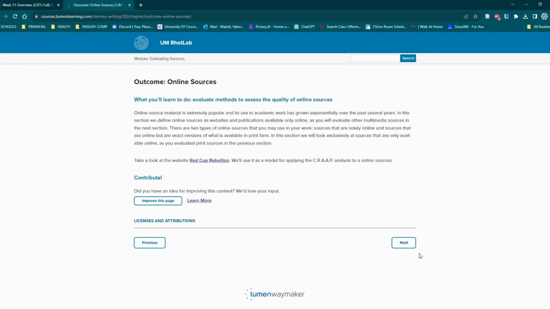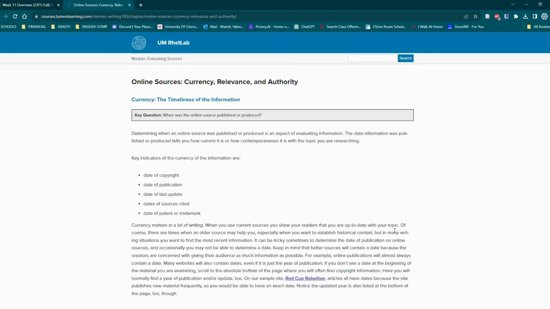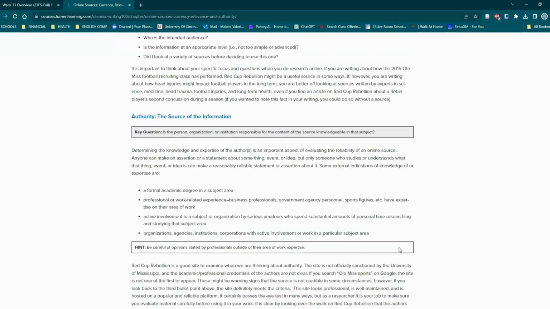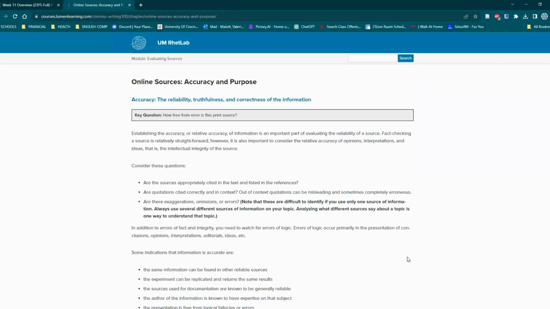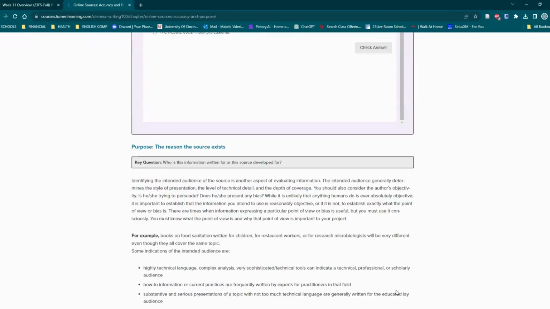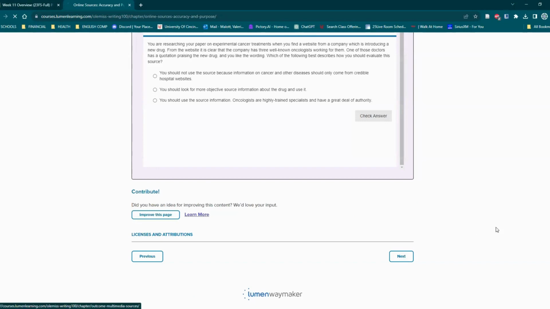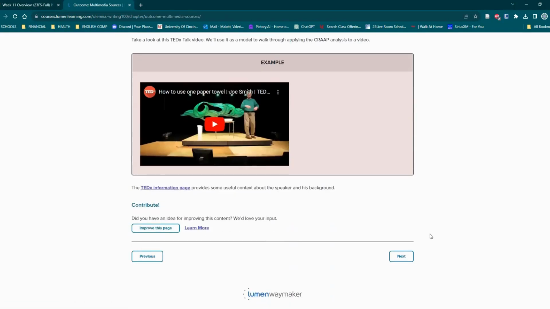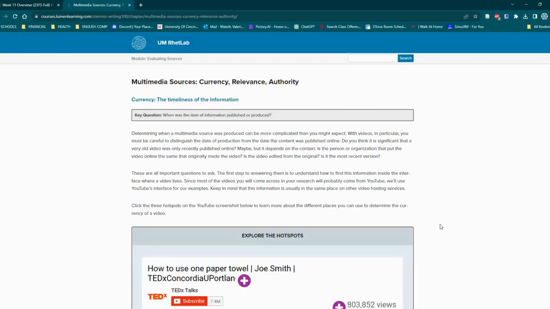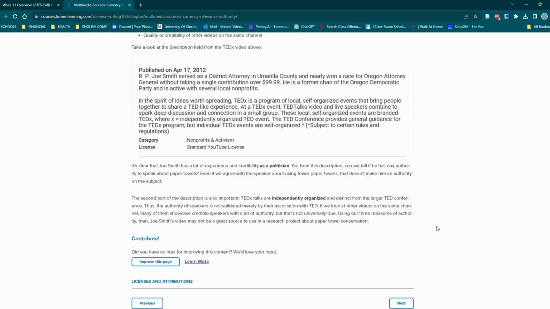And then they also talk about the online sources, as well as using currency, relevance, authority, and so forth with that. So it is several pages. And let's see where we end up. Oh, and then lastly, they address multimedia sources and what you need to be on the lookout for in regards to the various criteria of the CRAAP test.